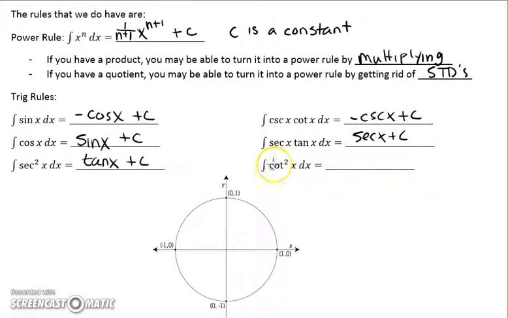Oops, that's a mistake. This should be cosecant. Antiderivative of cosecant squared of x dx, and that's going to be cotangent of x plus c. Now notice we're using x's here, we're not using the u's.